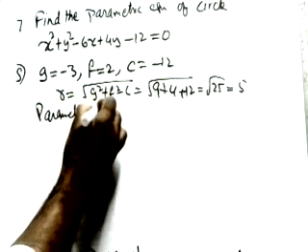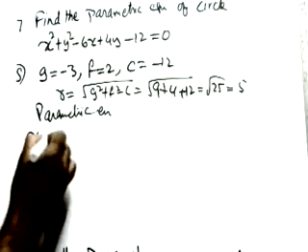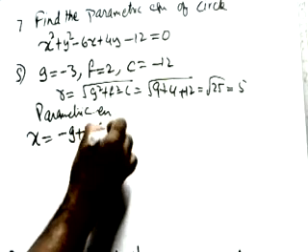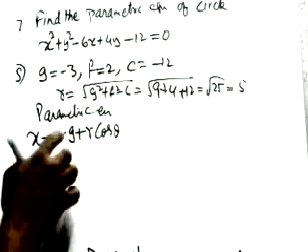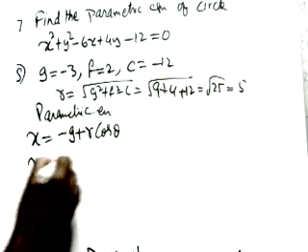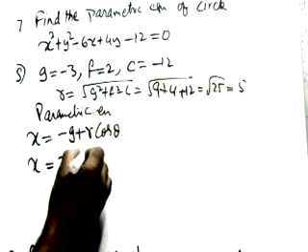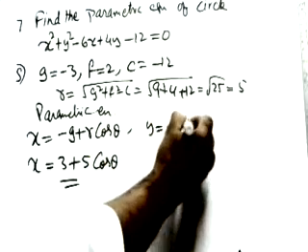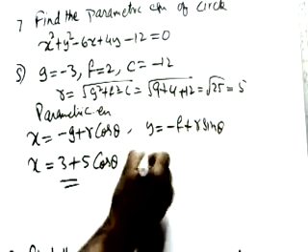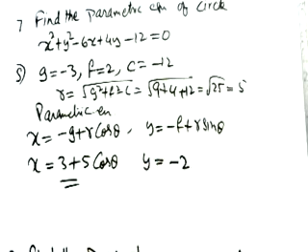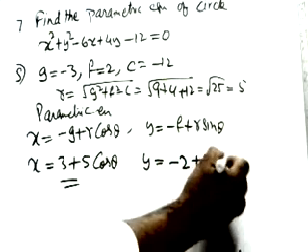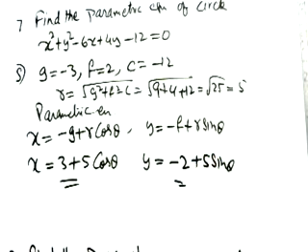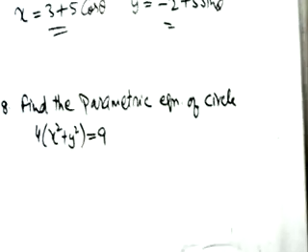So we want to write the parametric equation. What is the parametric equation? x equals minus g plus r cos theta. So x equals minus g, minus of minus 3 is plus 3, plus what is r here? 5 cos theta. Derive the y also. y equals minus f plus r sin theta. So y equals minus f is minus 2, plus r is 5 sin theta. So this is the x coordinate and this is the y coordinate of the parametric equation of the circle.